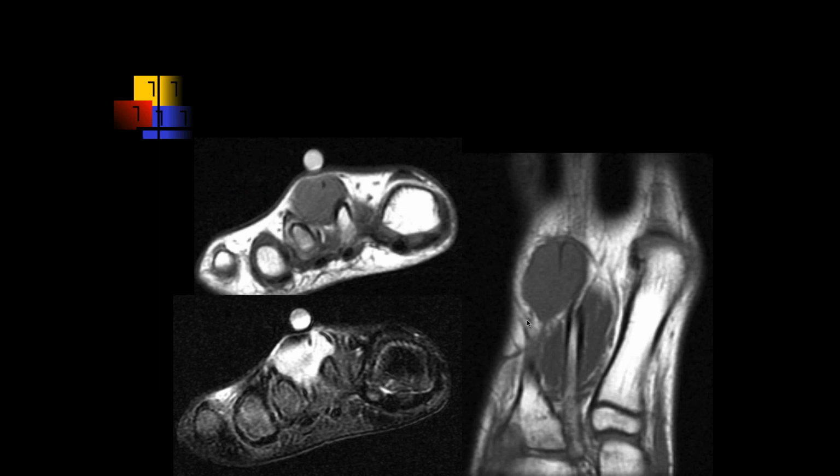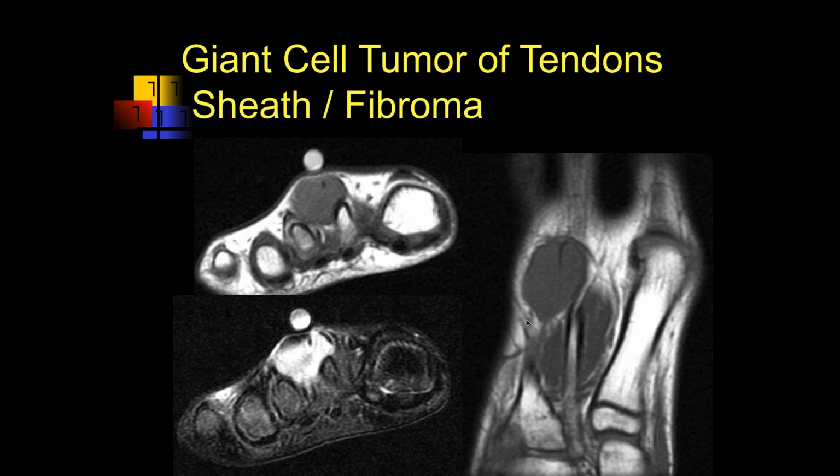Here are other images of it. See, it's low signal on the T1 and high signal on the inversion, PD fat set sequence. So it probably has some mixed stroma. I don't think we're in the schwannoma section, though. No, so it must be fibroma. Yeah. So, oh, giant cell.